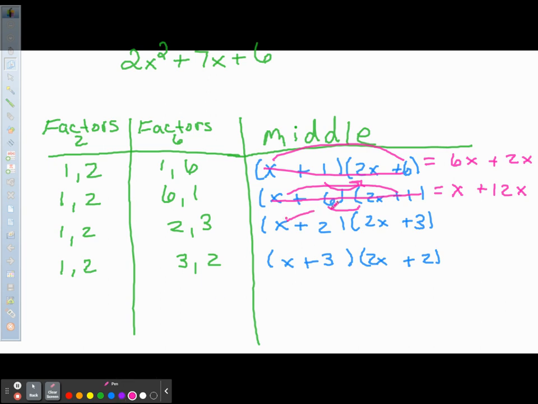First, you're going to do x times 3, which is 3x. And then you're going to do 2 times 2x. What's 2 times 2x? 4x. And what's 3x plus 4x? Is that what I want? Yep, so this is going to be your answer: x plus 2 times 2x plus 3.